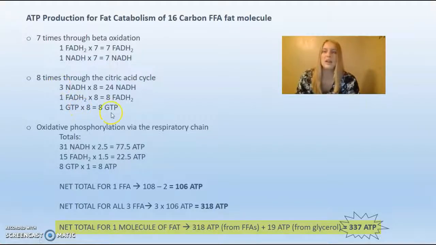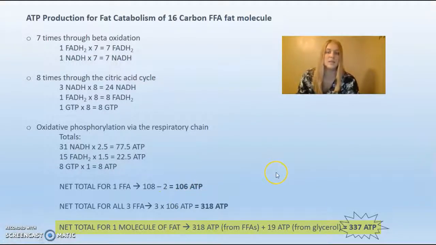Once the citric acid cycle is complete, those NADH and FADH pieces go into the oxidative phosphorylation via the respiratory chain, the electron transport chain again. Once again, the different values of ATP for NADH and FADH are as follows, and we come out with a net total of 106 ATP, which is a lot more than 32 ATP in a glucose breakdown.